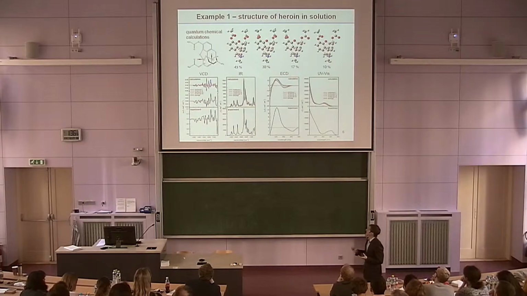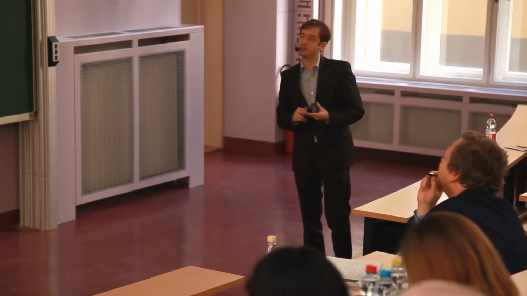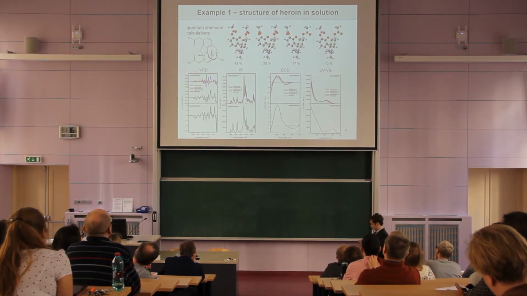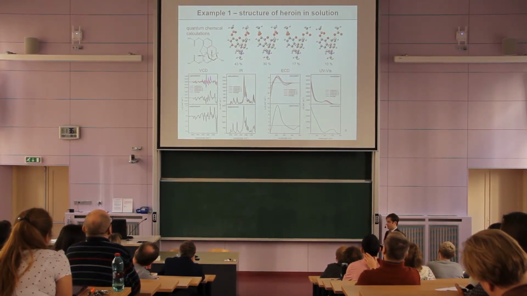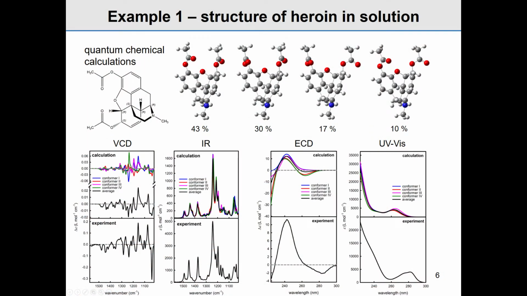So here's the first example. We investigated the 3-dimensional structure of heroin in solution. I think I don't have to introduce heroin. It's a very well-known, widespread drug. You can see its structure here. And what we do, we run quantum chemical calculations, specifically calculations based on density functional theory. We obtain stable conformations. Then we optimize their geometries. And based on the calculated energies, we can estimate their relative abundances.